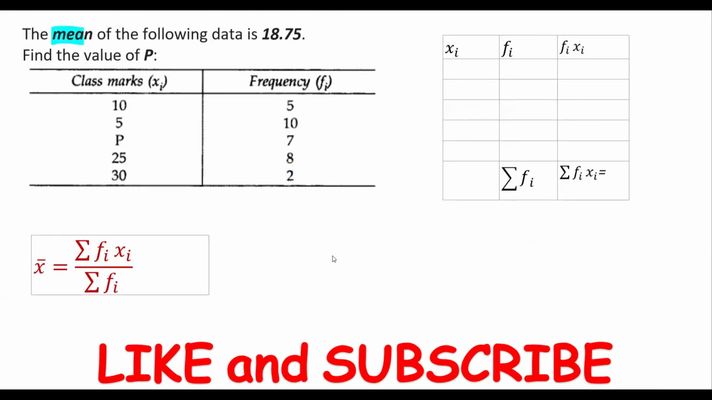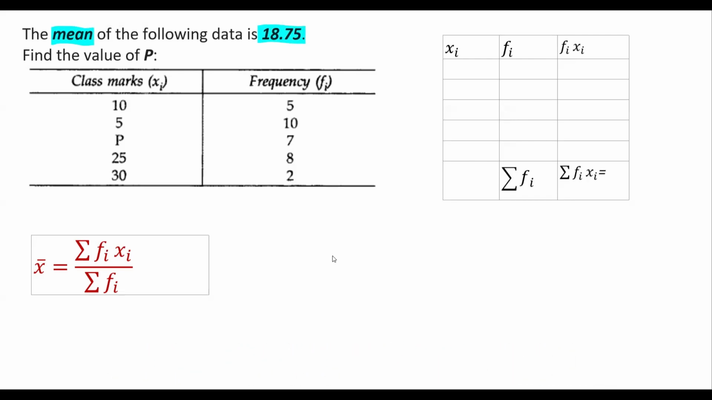In the next question, it says the mean of the following data is 18.75 and we have to find the value of P. This P is missing here, which is Xi. Now you can see, unlike other questions here, we are given the class mark, right? So we know Xi. So first we'll be writing Xi. The frequency is also given.